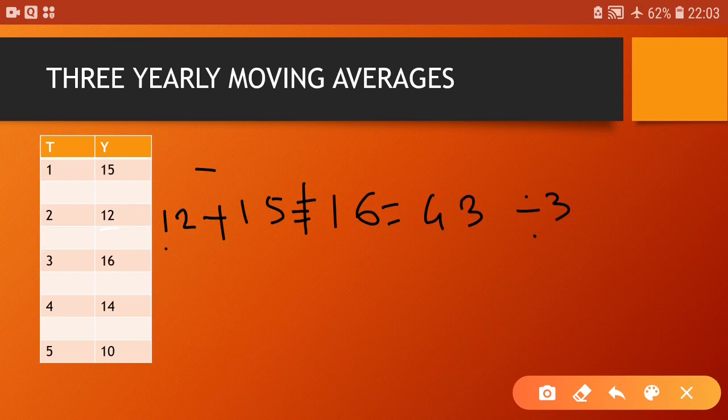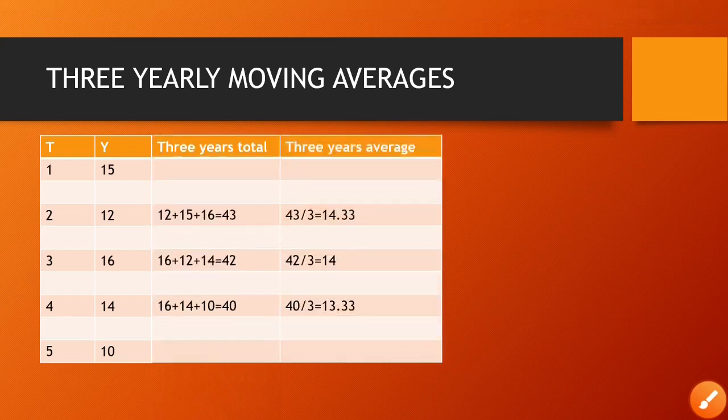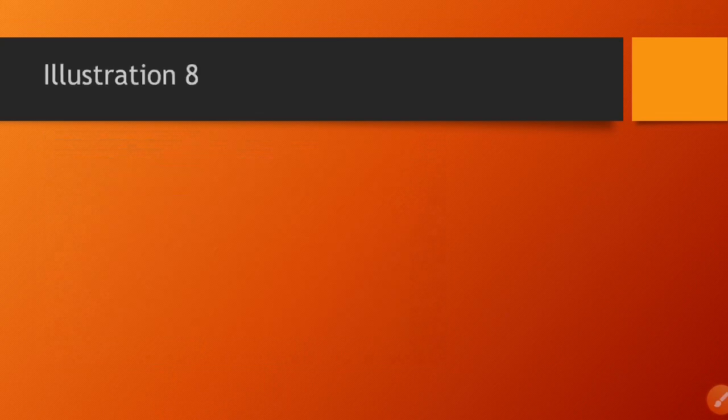In the next year also the same way. You have to take 16 plus 12 plus 14. So 16 itself, one up, that is 12, and 14 down. So it is 16 plus 12, 28, 28 plus 14, 42, and 42 divided by 3. Then the next year, the same way. So this we have done in the previous lecture, the 3 years moving average.